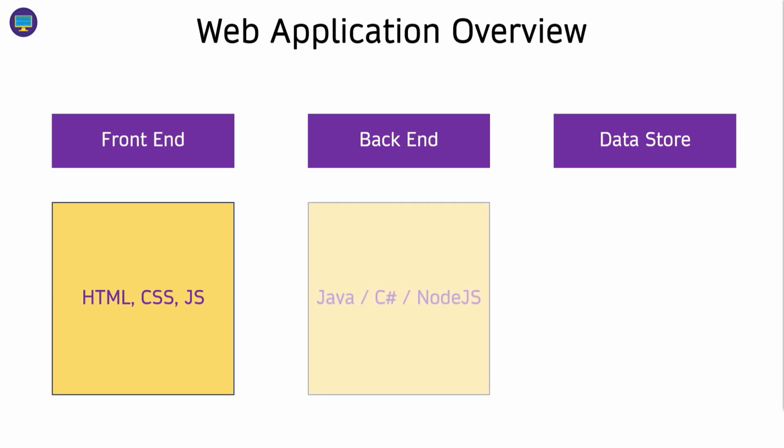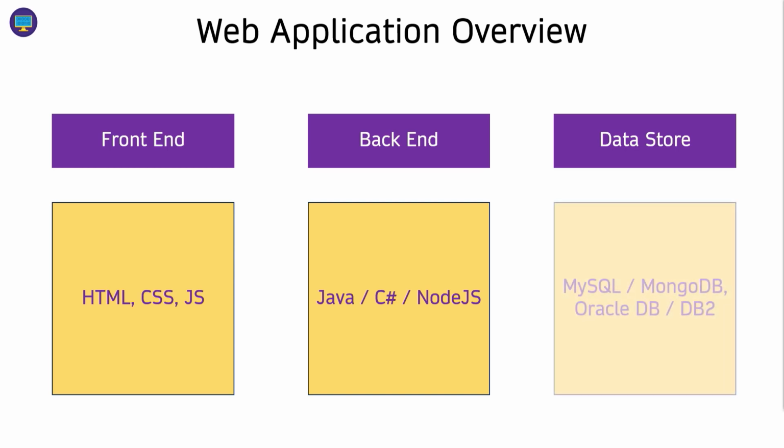This backend can be Node.js, C# or Java. It can be any one of those technologies or something else. And the data store can be MongoDB, Oracle database, DB2, or MySQL. So that's what a typical web application looks like today, and we're going to be building something very similar. We're going to have a front end and the back end and the data store.